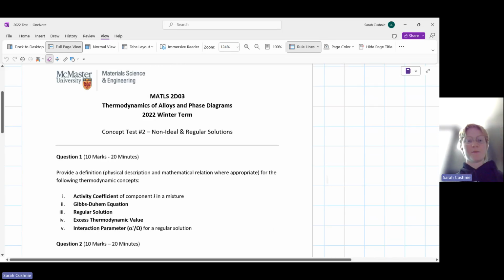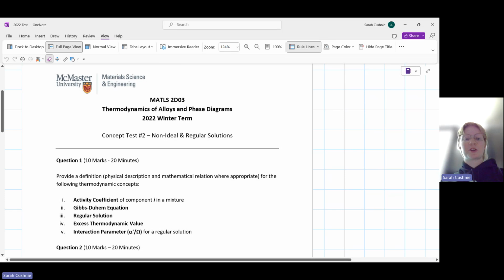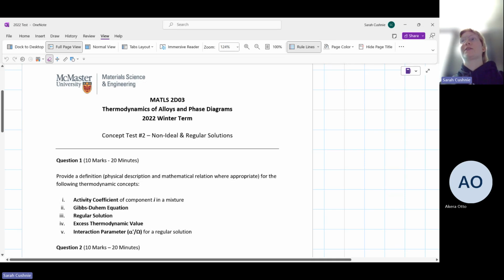So we're going to be going through test 2 for the 2022 winter term for 2DO3. This is the one that I wrote. I don't know how different your test is going to be because it is a different prof, but this gives a bit of an idea of the concepts that'll be covered.